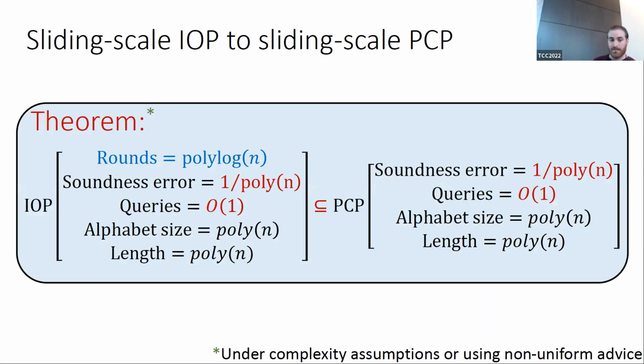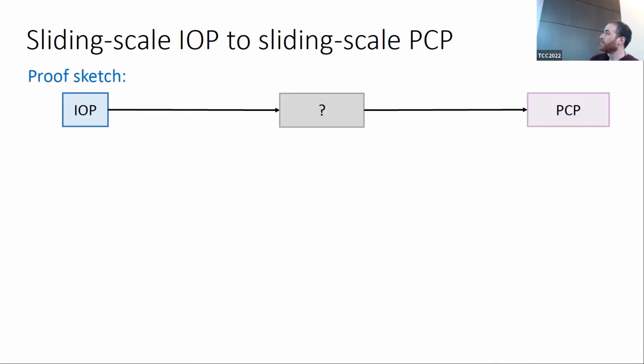Okay, so just to recall, what are we trying to prove? We have an IOP with polylog n rounds, inverse polynomial soundness error, constant queries, polynomial alphabet size, and polynomial length. And we want to turn it into a PCP, which basically means just reducing the rounds to 0. So we start off with an IOP. We want to get to a PCP.